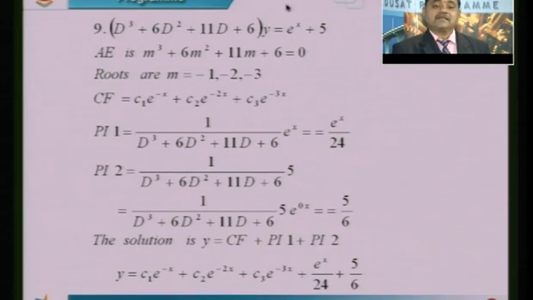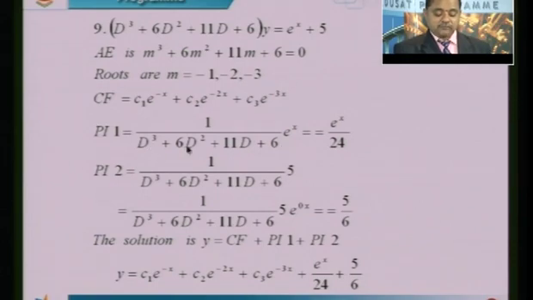Now taking this e power x, the particular integral is 1 by D cubed plus 6D squared plus 11D plus 6 on e power x. You can see, instead of D you put 1.